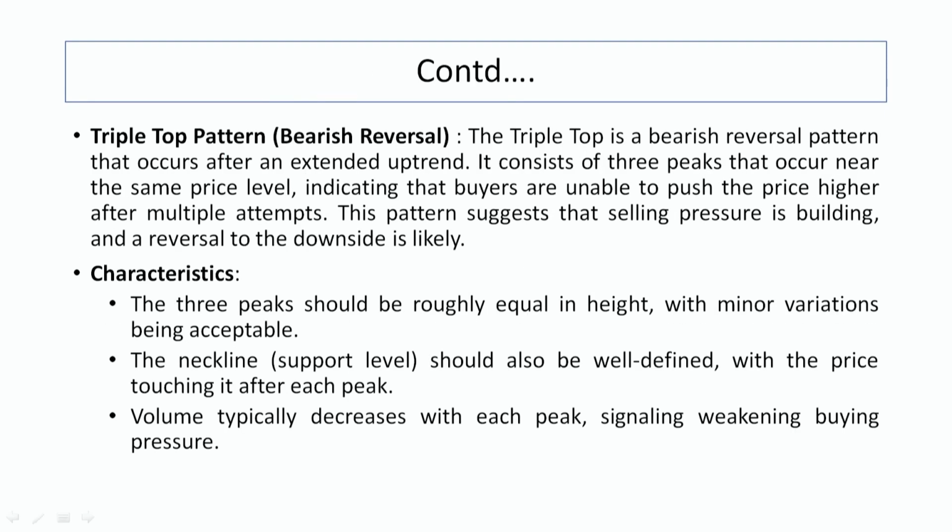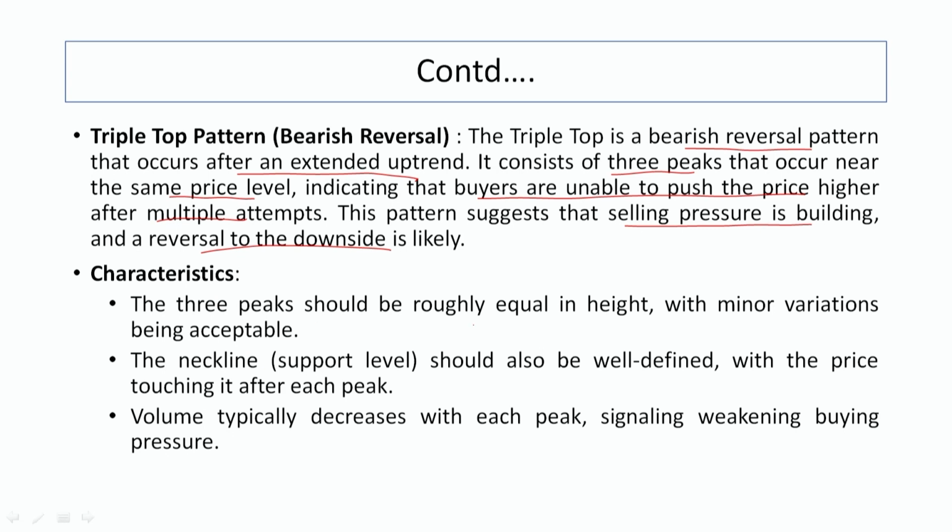Now coming to the triple top pattern, that suggests a bearish reversal in the market and it occurs after an extended upward trend in the market. If there is a continuous upward trend in the market and triple tops are identified, it suggests there is a bearish reversal in the market. It consists of three peaks that occur near the same price level, indicating the buyers are unable to push the price higher after multiple attempts. So what will happen? It will break down. This pattern suggests that selling pressure is building and a reversal to the downside is likely to happen.